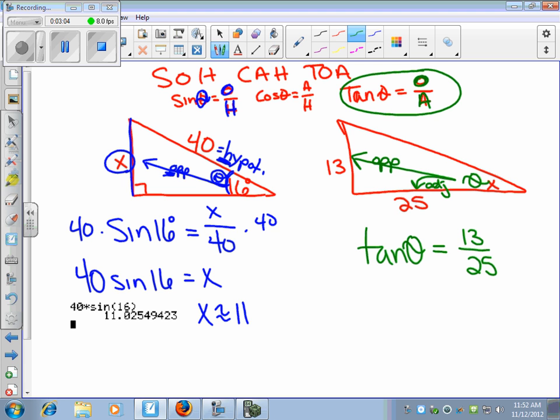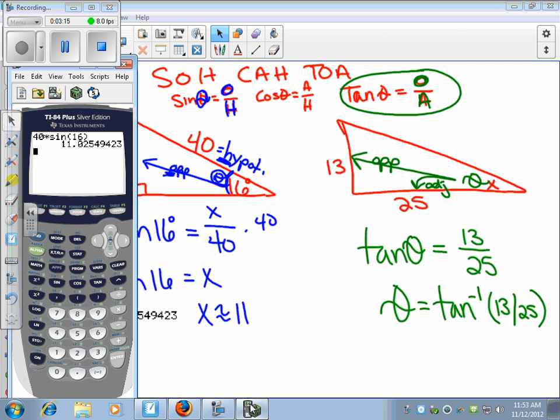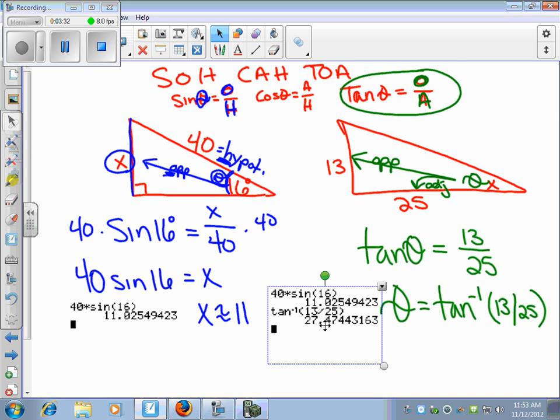But now I want to get this degrees alone. And the method to do that is to take tan inverse of 13 divided by 25. So I'm already in the proper mode. I put it in degrees mode. So this time I'm just going to hit second tan, and that'll give me tan inverse of 13 divided by 25. And I see that it's about 27 or 28 degrees. So 28 degrees.